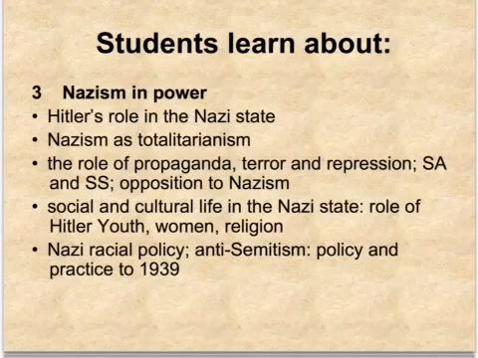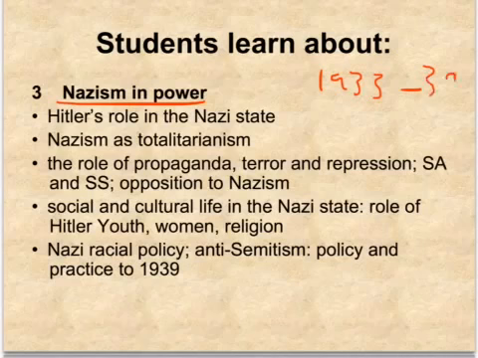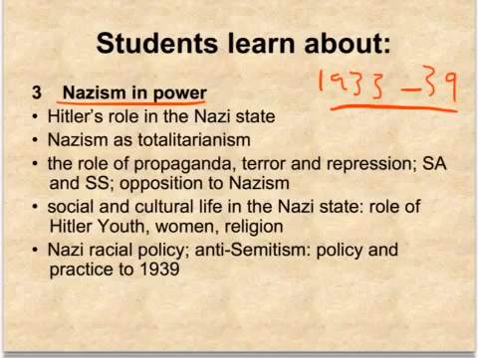Next we'll look at Nazis in power. So this idea of how did the Nazis actually run Germany once they were in power. Obviously this is from 1933 through to 39. A couple of ideas. The first one, what did Hitler do as the leader? How did he actually run the state? Was he hands-on as a leader? Did he let other people do it? Did he delegate?